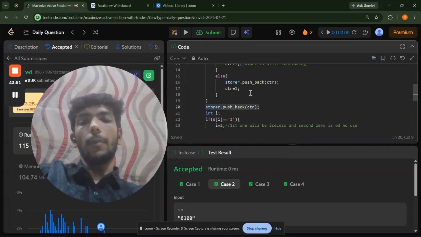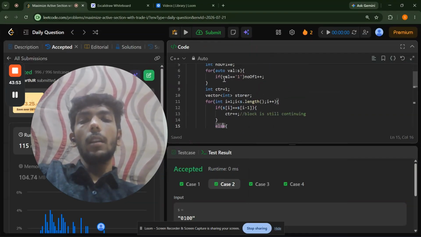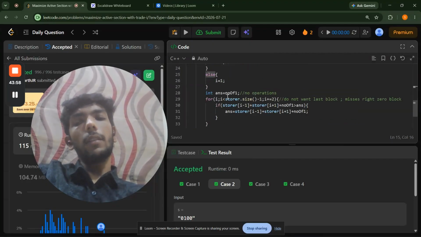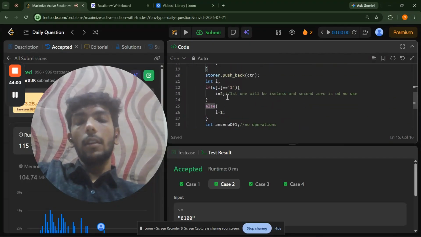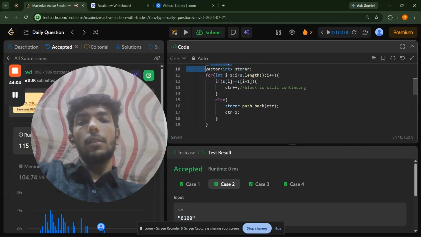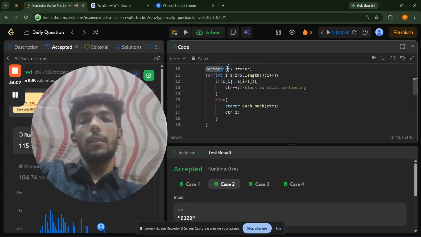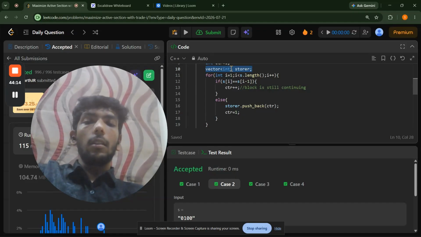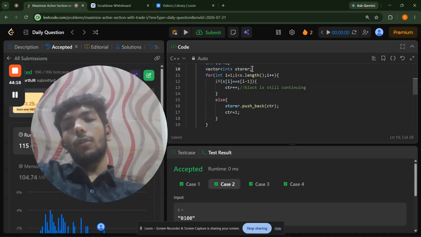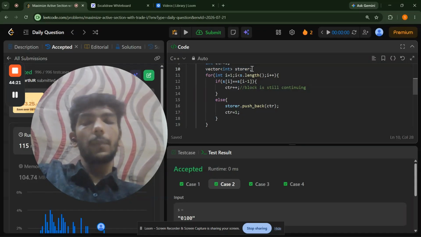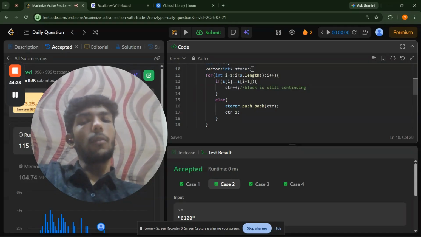Let's talk about the time complexity. This is of n, and this is also of n. So the time complexity is of n. We are using an additional vector which is of n, because suppose it was all alternating numbers like 0 1 0 1 0 1, the length of the store would also be the same as the original length of the string, so it was of n and of n. Thank you.